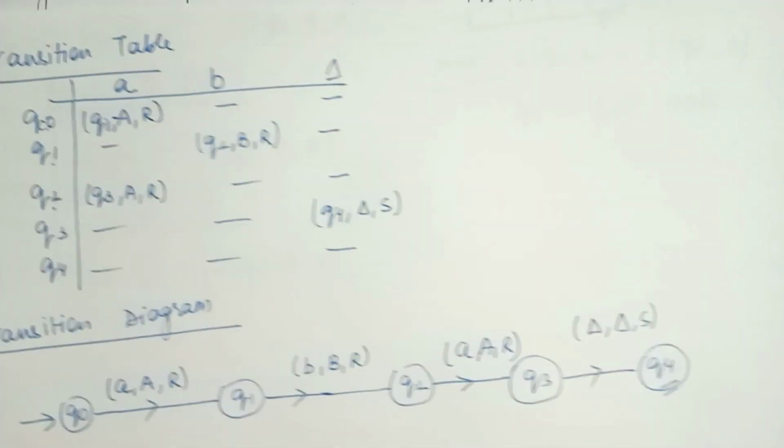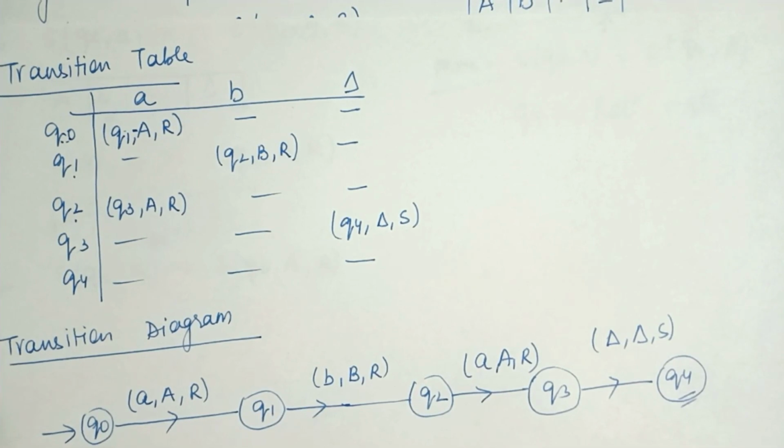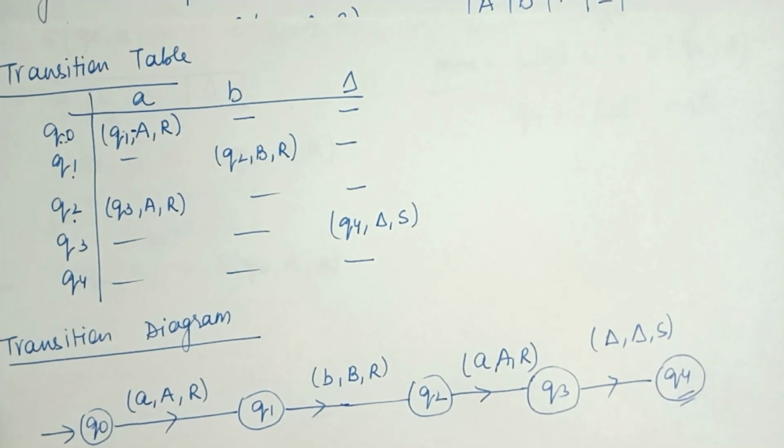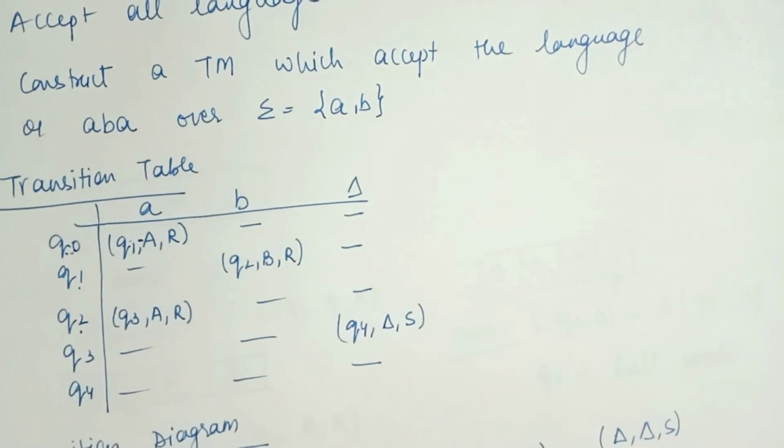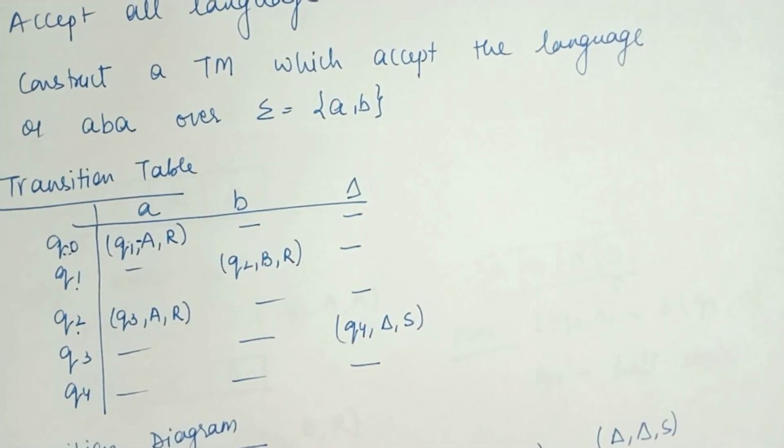So this is how we design the transition diagram as well as the transition table, and construct the Turing machine for this particular example. In my next video, I am taking some more difficult problems for languages which are accepted by a Turing machine, and discussing how we construct a Turing machine for those types of languages.